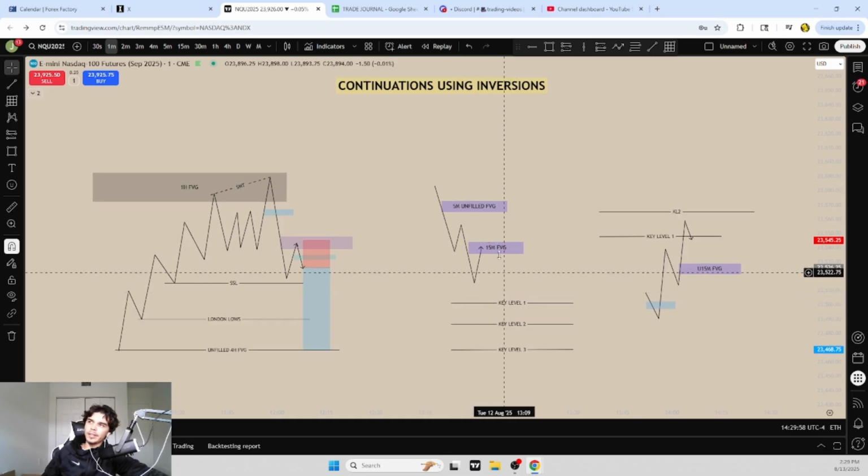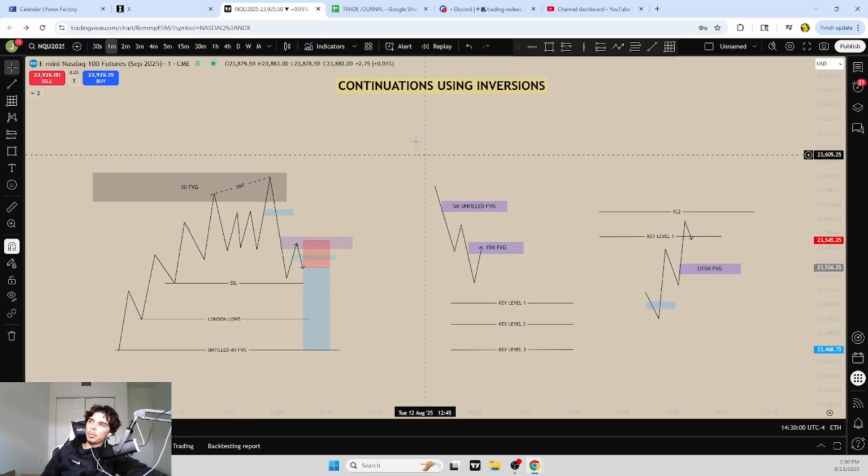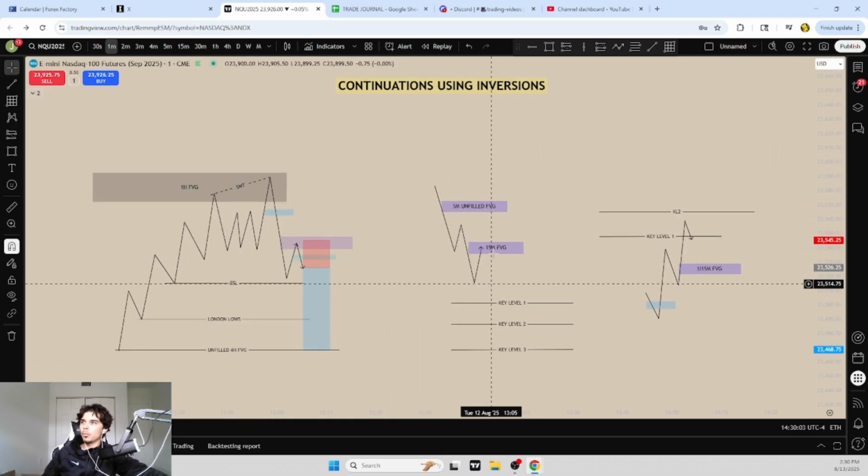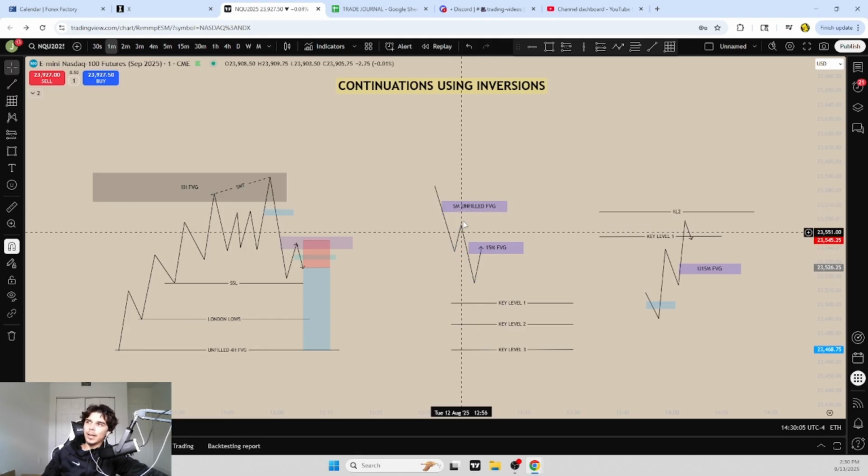Let's say this is an example, right? Price is clearly in a downtrend. What do we have? Well, we have an unfilled 5-minute that did not get tapped into. But then what happens on the way down?